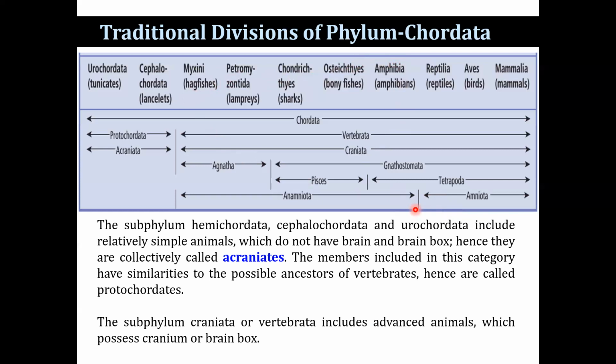Now, basically the subphyla Hemichordata, Cephalochordata, and Urochordata include relatively simple animals that do not have a brain and brain box. Hence, they are collectively called the acraniates. The members included in this category have similarities to the possible ancestor of the vertebrates. Hence, they are called the protochordates. Now, the subphylum Craniata or Vertebrata includes advanced animals that possess a cranium or brain box.